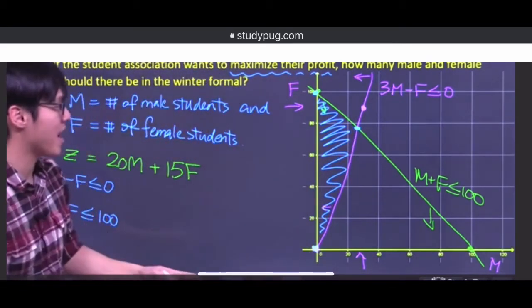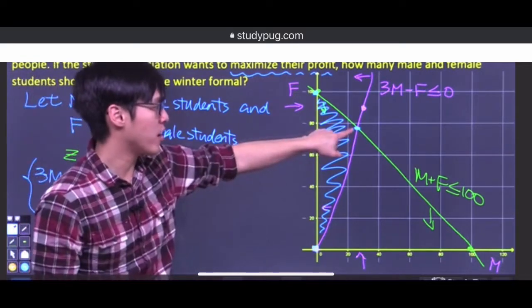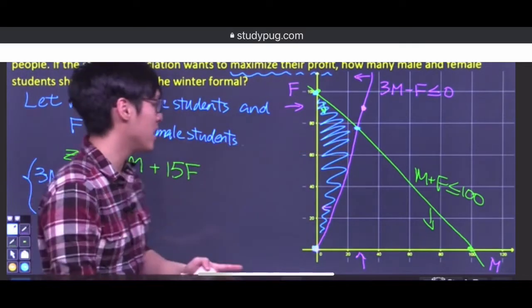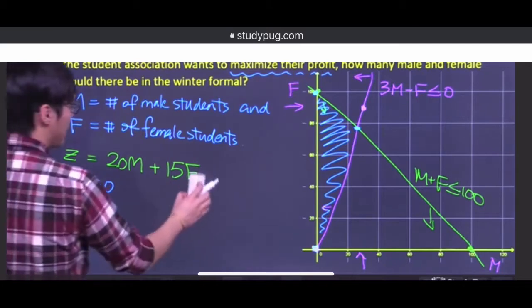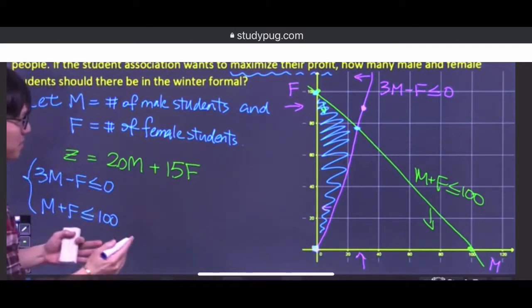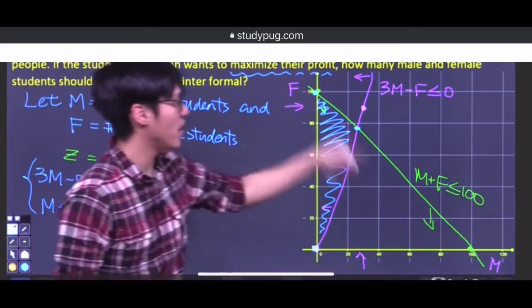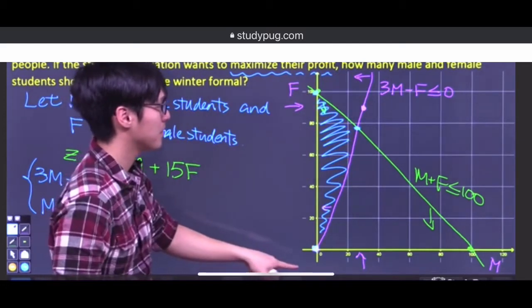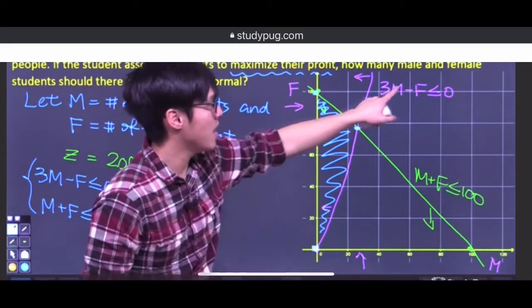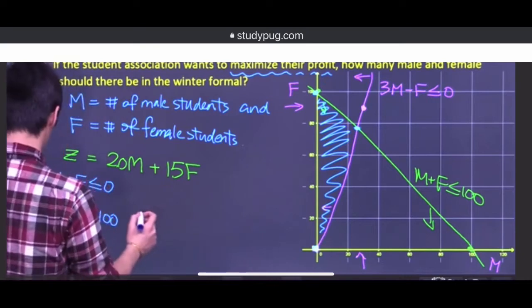Now, you might ask, what is the coordinate of this corner? We don't actually know what it is, right? There is actually an easy way to find it, and that is to equate these two equations together. Okay, so here we have 3m minus f equals 0.